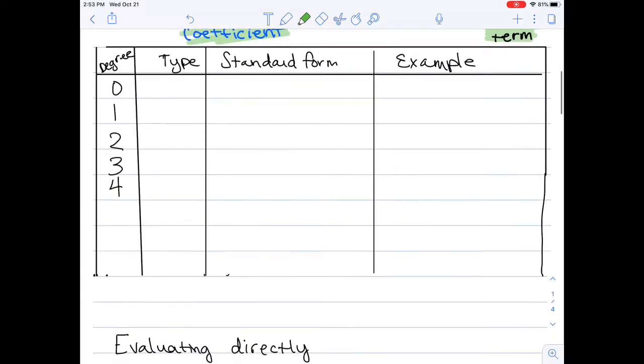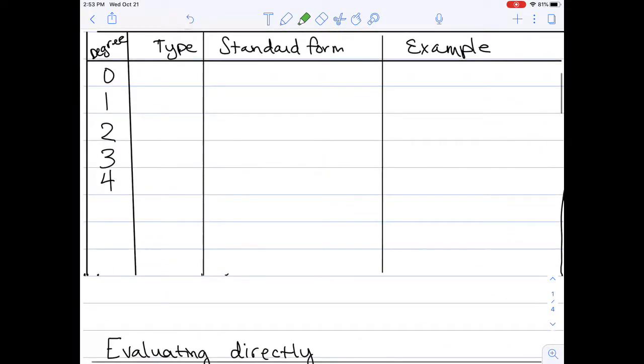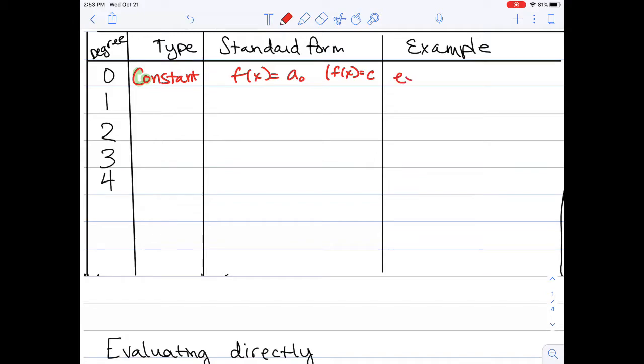We're going to go ahead and make a chart where we know our common polynomial functions, okay? A degree of 0 would be if we had x to the 0 power, and we call that a constant. It would usually look like f of x equals what we would call a sub 0, or you could say f of x equals some number, some value. And the example of that would be like f of x equals negative 14. It could be any number. That's what we call a constant function.